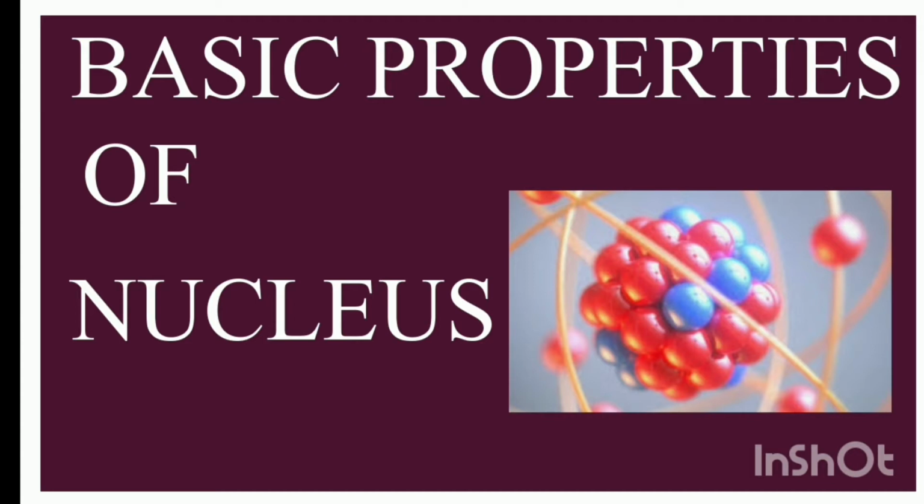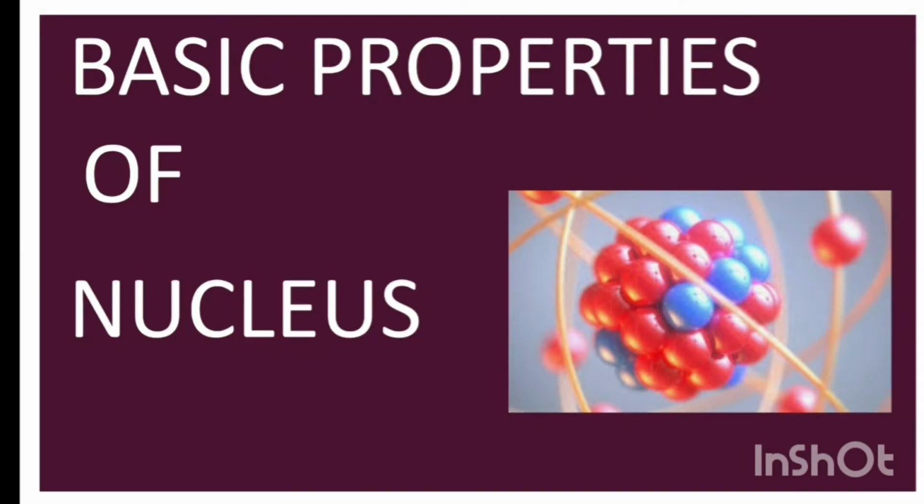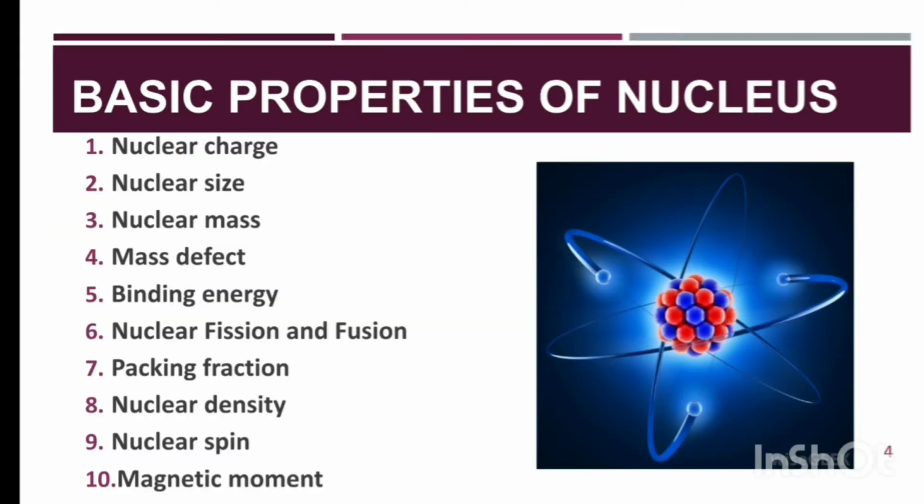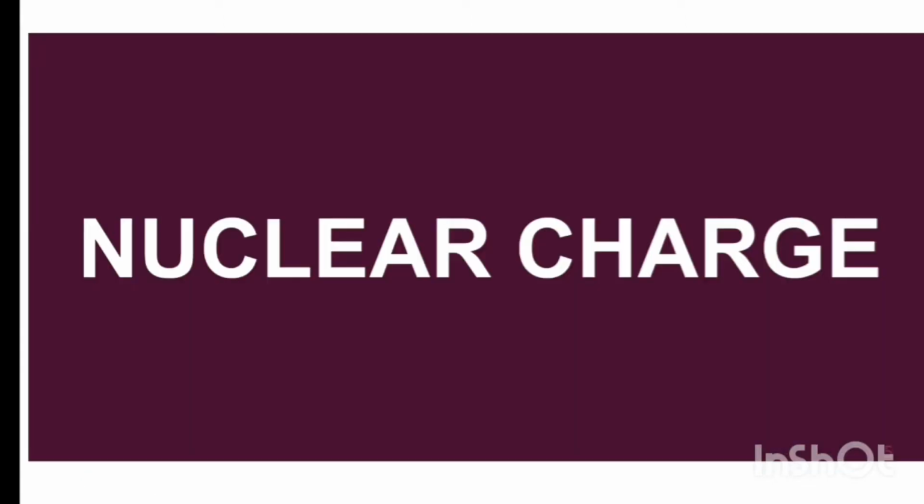So, first we can look into the basic properties of nucleus. The basic properties of nucleus are listed here. They are nuclear charge, nuclear size, nuclear mass, mass defect, binding energy, nuclear fission and fusion, packing fraction, nuclear density, nuclear spin, and finally magnetic moment. Let's discuss these one by one.